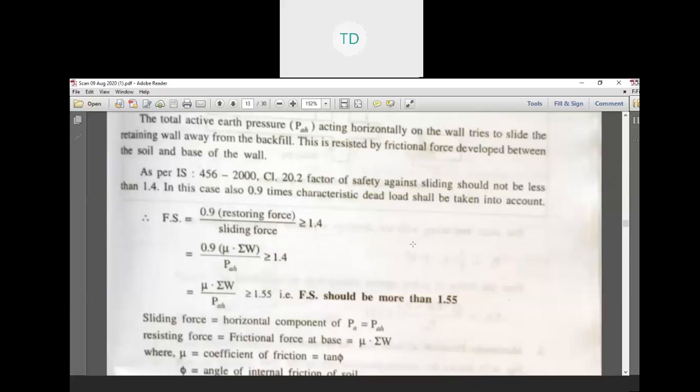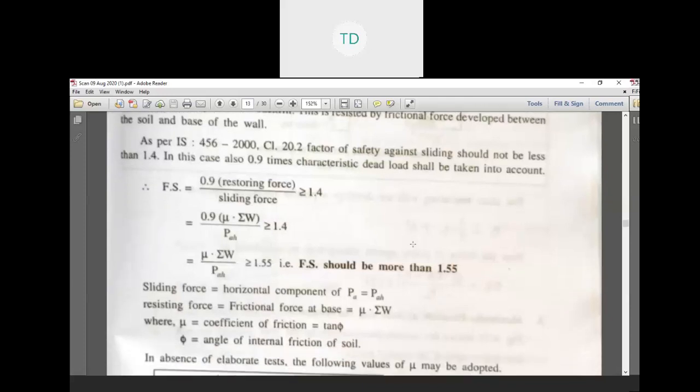Also, 0.9 times characteristic dead load shall be taken into account. That's why the same equation applies. Factor of safety is equal to 0.9 times resisting force divided by sliding force. Here overturning moment is replaced by sliding force, and it should be greater than or equal to 1.4.